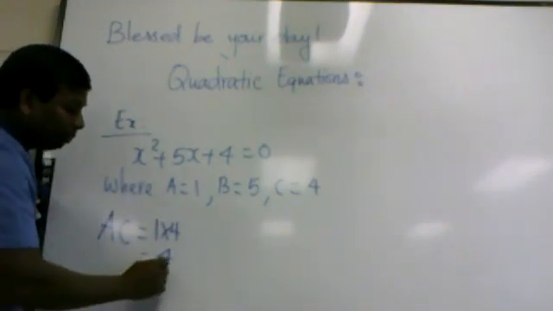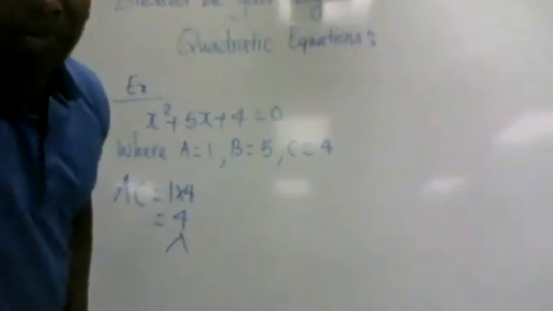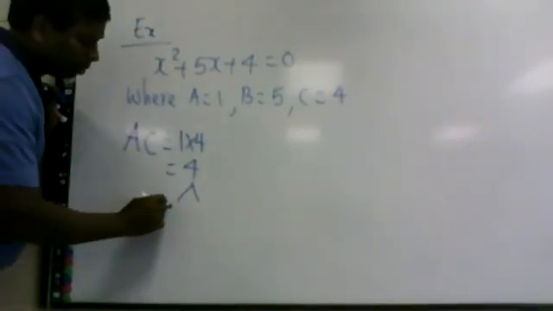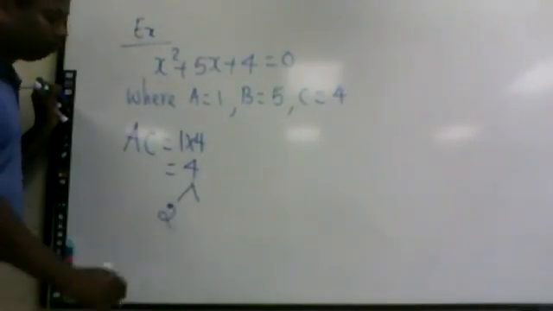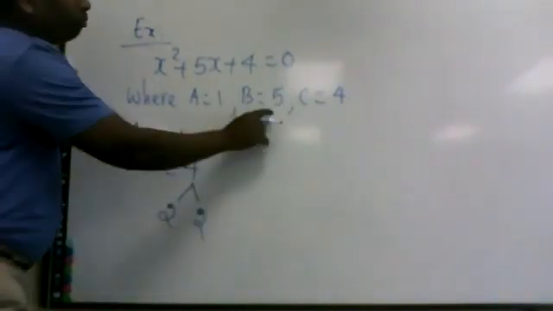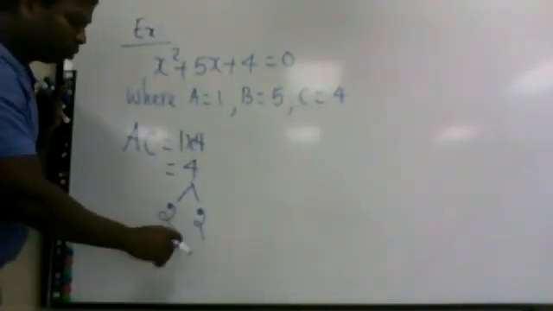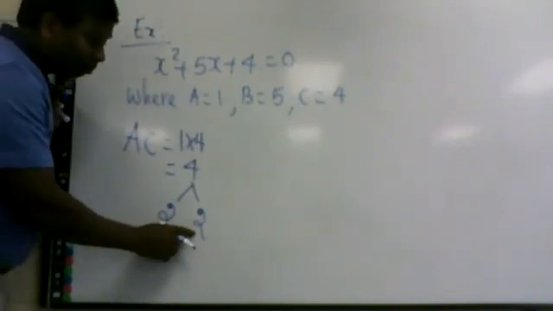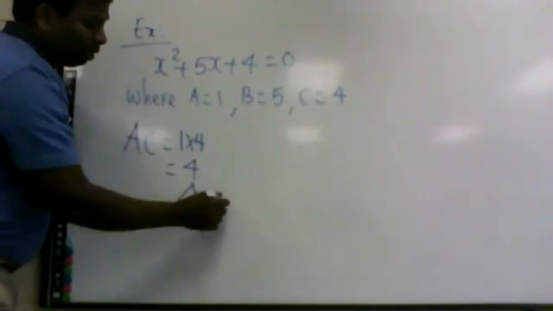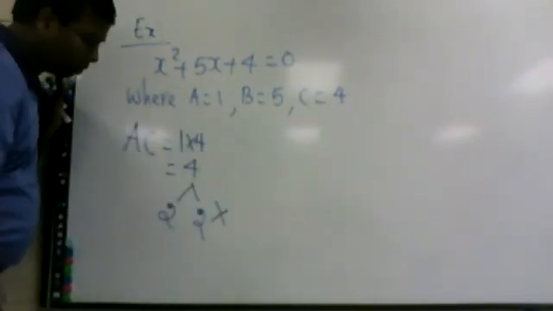So now we are looking for two suitable factors. What do I mean by two suitable factors? You have to pick two factors which are going to give you the middle number. When I pick 2 and 2, their sum is going to be 4. But my middle number is 5. So this is the wrong option, and we are going to leave that option.